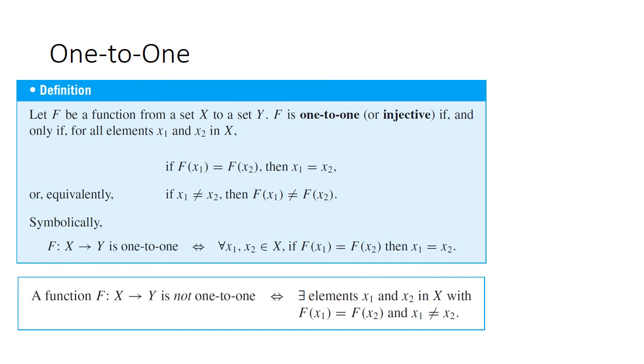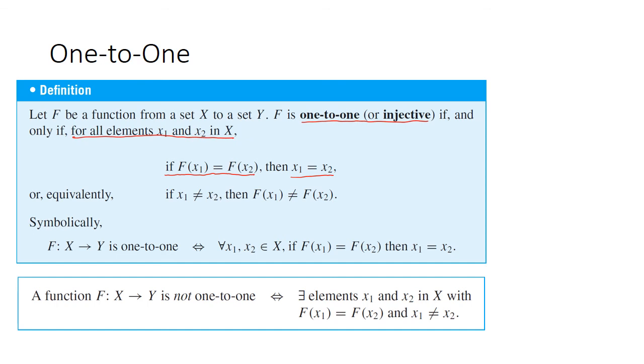Okay, so first of all, we're going to define what it means for a function to be one-to-one. So let capital F be a function from a set X to a set Y. F is one-to-one or injective if and only if for all elements x1 and x2 in X. So here's the important part. For all elements x1 and x2 in X, if f of x1 equals f of x2, then x1 equals x2.